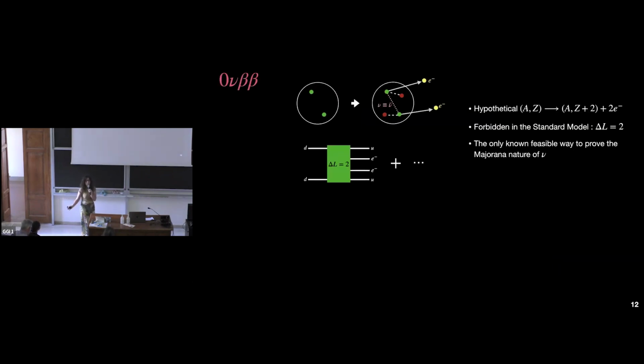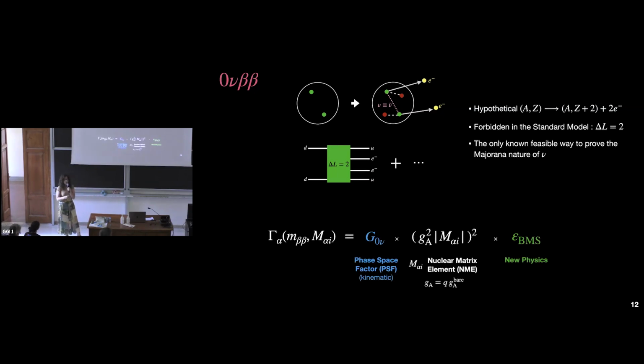I'm going to move to the last part, the one related to neutrinoless double beta decay. Neutrinoless double beta decay is a hypothetical nuclear transition in which two neutrons in the same nucleus undergo beta decay, with electrons in the final state but no neutrinos. For this reason, this decay cannot be described by the Standard Model, because it violates lepton number by 2 units. So it has been described in terms of a more complex and more general effective field theory of BSM physics. And today it represents the only feasible way we have to probe the Majorana nature of the neutrino.